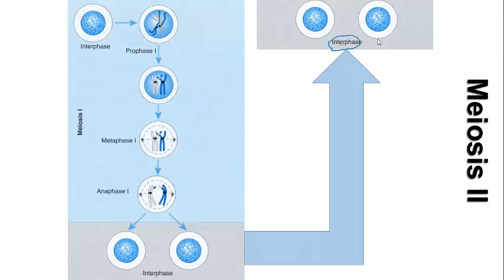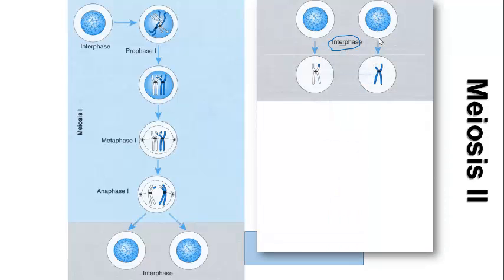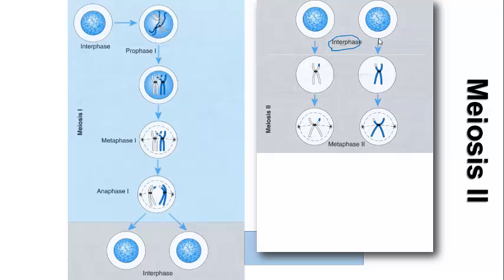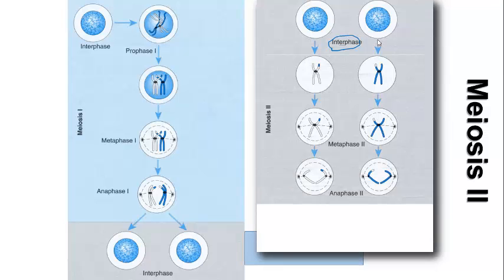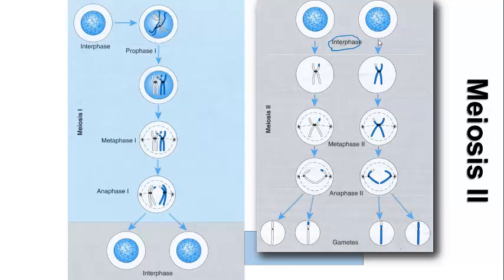From interphase, the two secondary spermatocytes in males and one secondary oocyte in females progress through prophase 2, metaphase 2, and anaphase 2, and telophase 2, which is not really explicitly shown, but it's there as we transition from anaphase 2 to the actual gametes, which is what this is all leading up to.